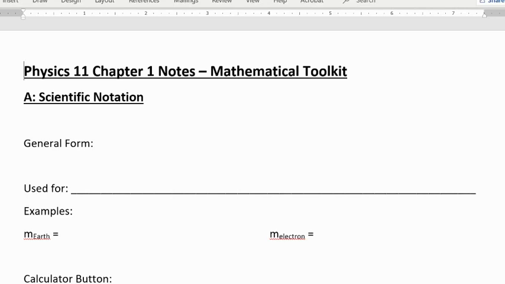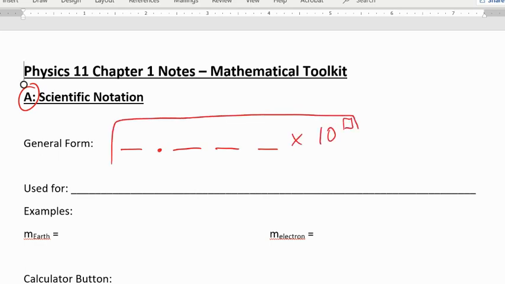In this video, we'll look at building our mathematical toolkit. Specifically, we'll talk about scientific notation. Scientific notation has a general form where we have one digit in front of a decimal followed by other digits times 10 to the power of something. I'm just going to put a box around this and put a little arrow here.